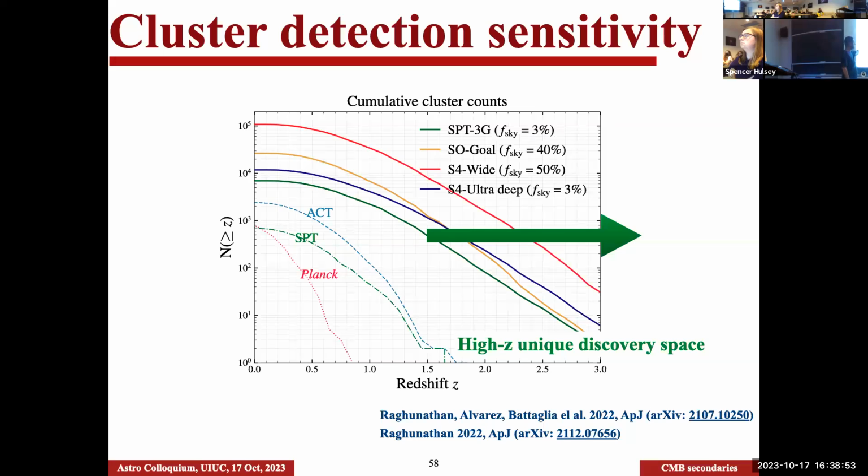The vertical axis is the number density, the horizontal axis is the redshift. These are the ones that we have already detected, and those lines are the ones that we expect from the future survey. So you can see at redshift 2, we can expect something like 2,000 clusters if they're there. Okay, so this is going to be revolutionary for high redshift cosmology. At low redshift, pretty much LSST is going to capture everything, right? So we cannot beat LSST at low redshift, but high redshift is a unique discovery space for CMB surveys.